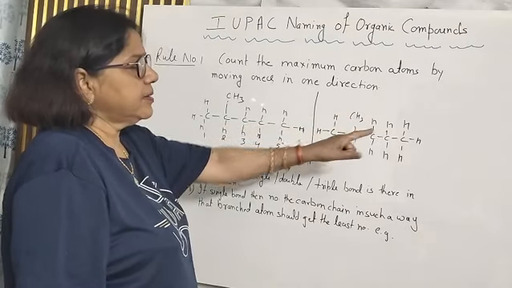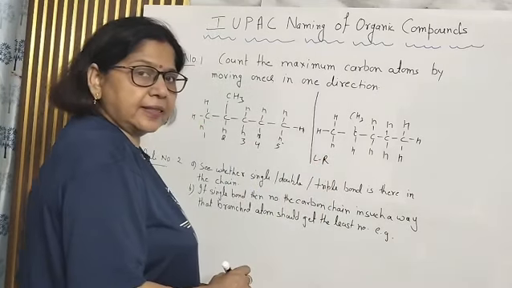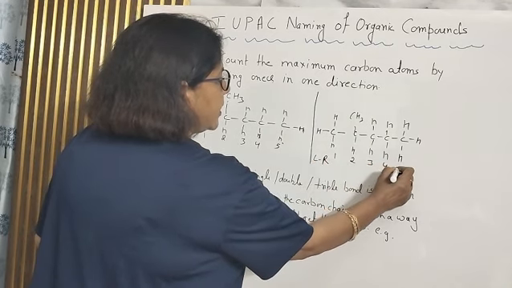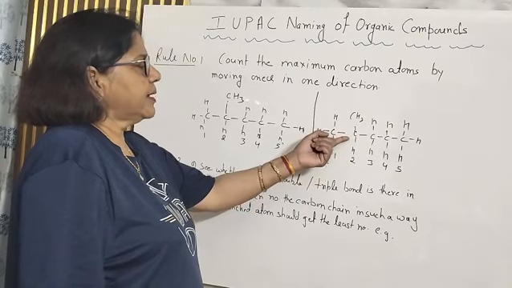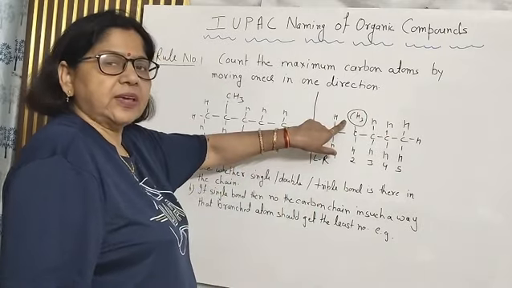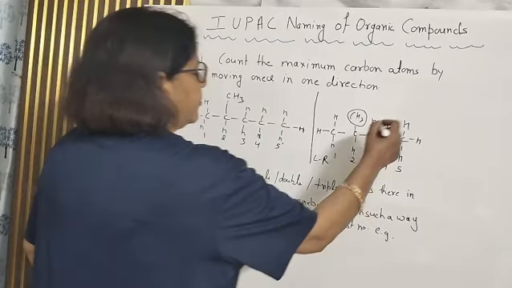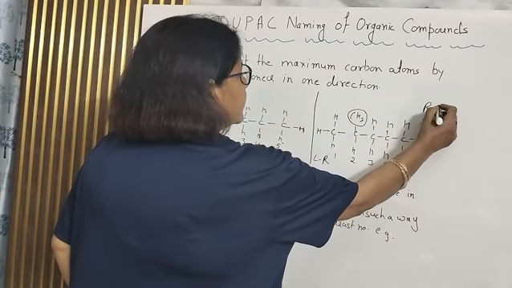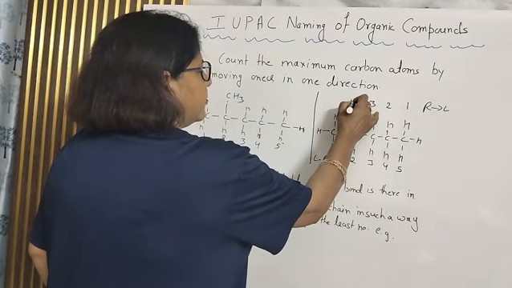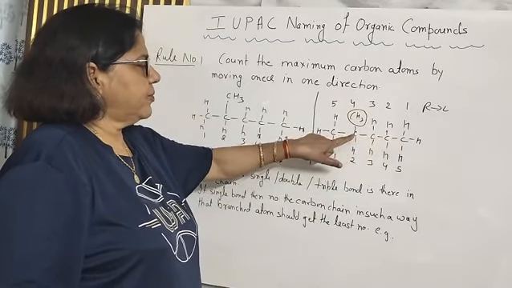So how can we number this chain? One method will be we move from left to right. And in that case, what shall I do? 1, 2, 3, 4 and 5. So the second carbon atom is a branched carbon atom having the side chain CH3, right? The other method is I go from right to left. And then in that case 1, 2, 3, 4 and 5.